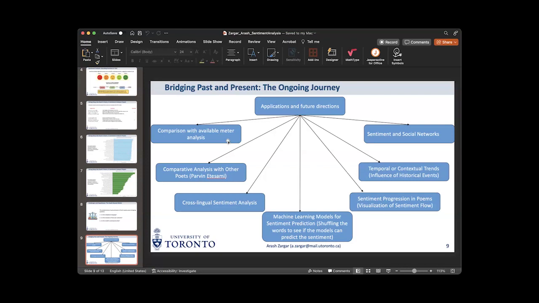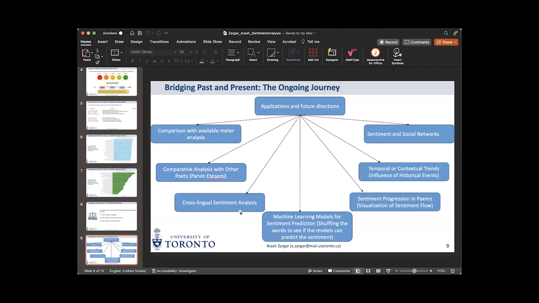The other thing is that we are planning to get more contemporary poets, such as Parvin Etesami, who also used those meters to compose her poems, and then analyze Parvin Etesami's poems to see if it is a matter of time, because Parvin Etesami is more contemporary. We should see some differences if it is a matter of language change.